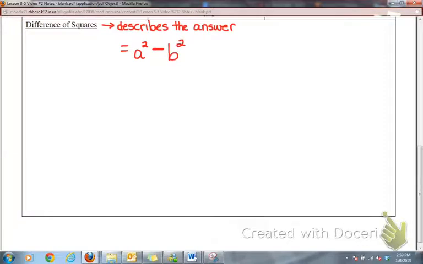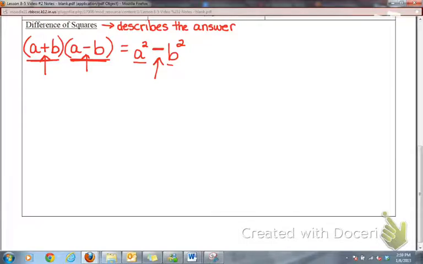Well, the way that we get an answer like this is when we are multiplying two binomials that are almost the same except for the symbol in between the two terms. So the first binomial would be a plus b. The second binomial would just be the opposite. It would be a minus b. So when you have two binomials that are almost the same, where one of them has a plus sign and one of them has a minus sign, it will give you an answer that is called the difference of 2 squares.